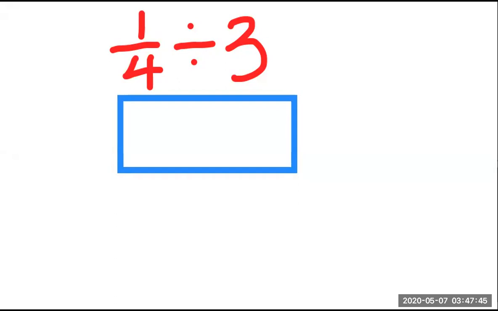So what I'd like you to do is draw a rectangle. And because we're talking about fourths, we need to make 4 equal parts. And I'm going to draw it this way, and you'll see why in a second. Now, the problem says that we want to take 1/4. And so I'm going to highlight 1/4 because really that's the part of the rectangle we care about.